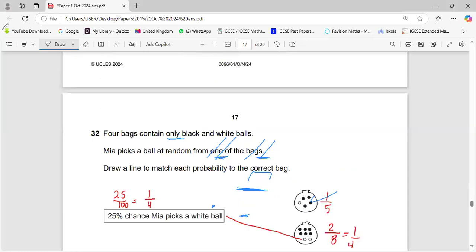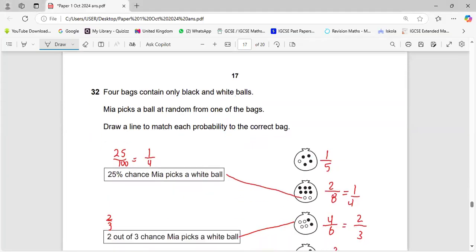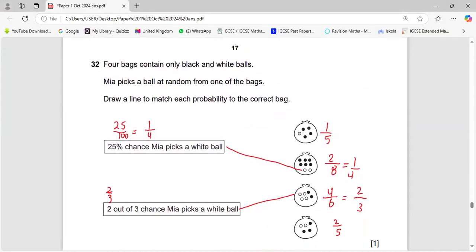The next question, 32. Here he asks you about the probability. 25% is the chance. 25%, if you simplify it, is 1 over 4. Well, which one is 1 over 4? Here, if you count 1, 2, 3, 4, 5, he asks you about the white pole. White pole is 1 out of 5. And here, if you count 1, 2, 3, 4, 5, 6, 8, it is 2 out of 8, and so on. If you simplify it, you get 1 out of 4. Yes, 25%, 1 out of 4.